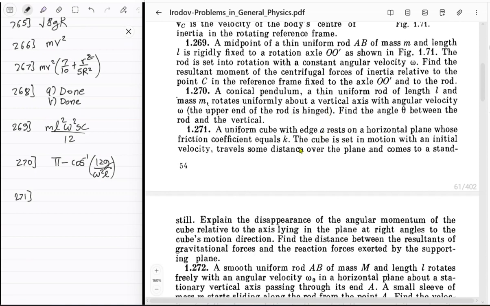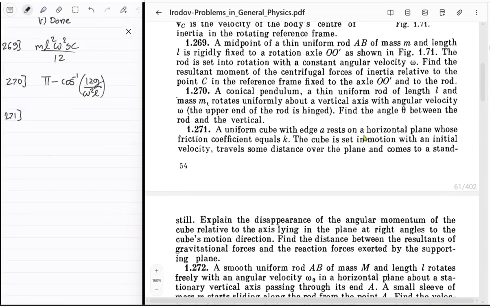A uniform cube with edge a rests on a horizontal plane whose friction coefficient equals k. The cube is set in motion with an initial velocity, travels some distance over the plane and comes to a standstill. Explain the disappearance of the angular momentum of the cube relative to the axis lying in the plane at right angle to the cube's motion direction. I think I've seen this once. Okay, plane in the floor basically.